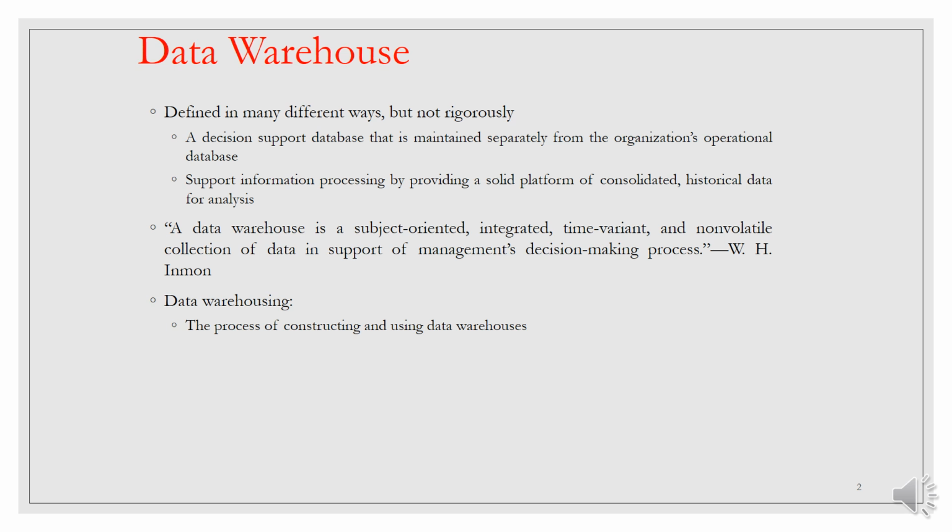Now you can define your data warehouse in four terms. A data warehouse is a subject oriented, integrated, time variant and non-volatile collection of data in support of management's decision making process. So it is a subject oriented, integrated, time variant and non-volatile collection of data. Now we will see all these terms in detail.